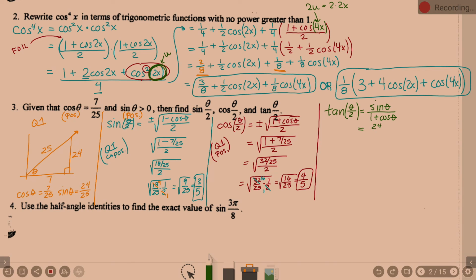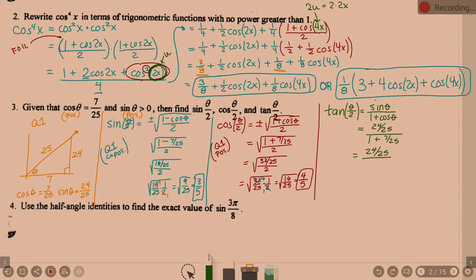Okay, sine is 24 over 25, over 1 plus cosine, which is 7 over 25. Sorry, I had a little bit of a delay. I was processing. Okay, do some math. Over 32. We know we have 24 over 25, 1 plus 7/25, we just did that last part, didn't we? 32 over 25. 25 over 25 plus 7 over 25.